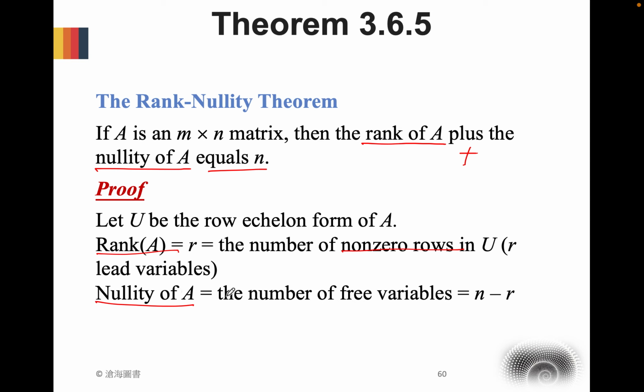Nullity of A is actually the number of free variables. So when you try to solve Ax equals 0, remember that when you try to solve this linear system, we would find the number of free variables. And the number of free variables is actually n minus r. Therefore, the rank of A plus nullity of A would be r plus n minus r. That would be equal to n.